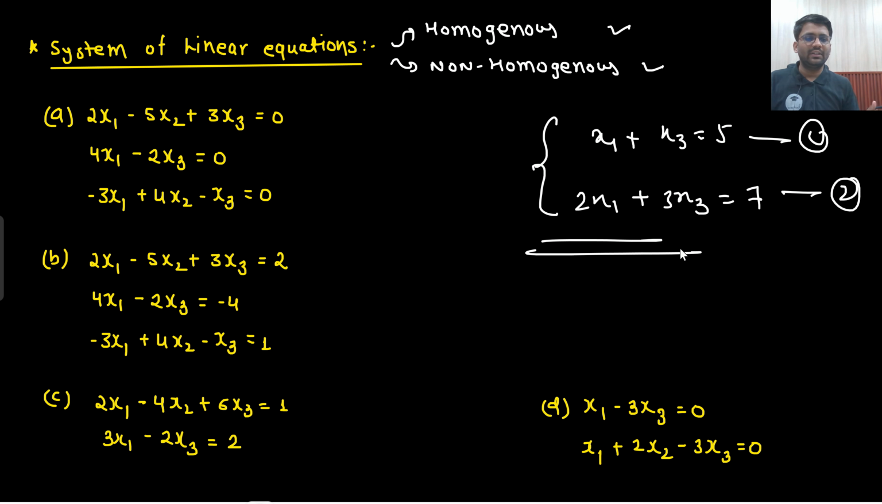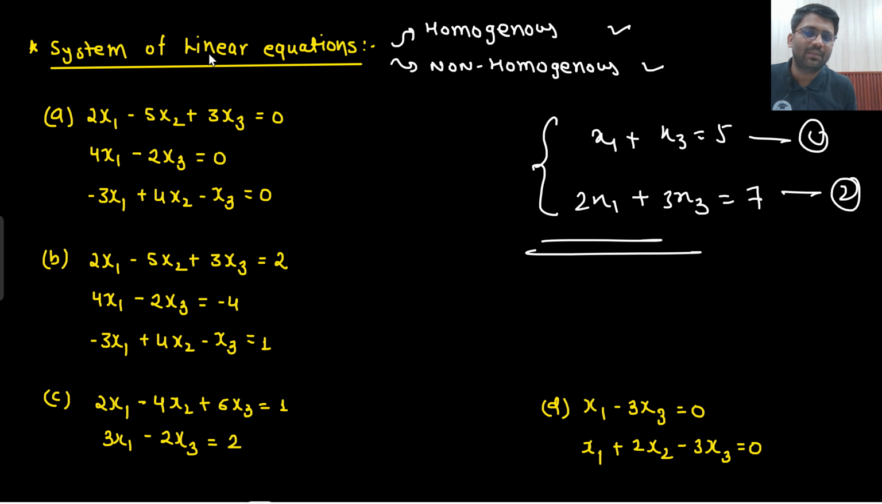What is the meaning of system of equations? Two or more than two equations considered together. That will be known as a system of equations. Understandable? So the meaning of system of equations is clear.